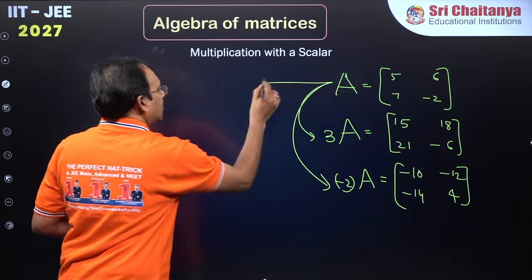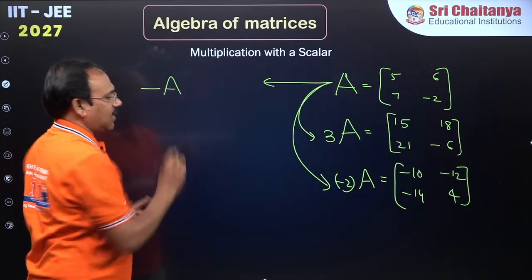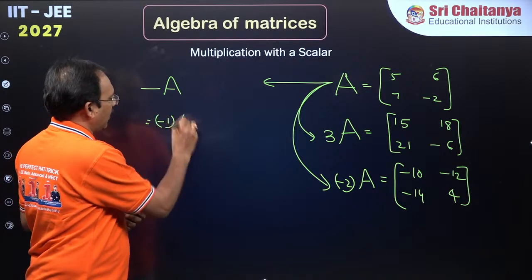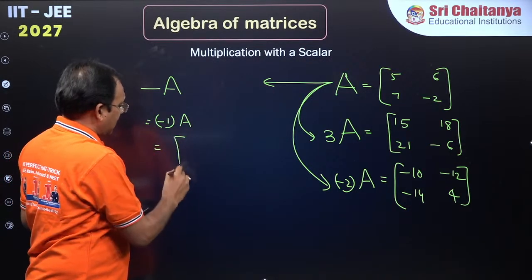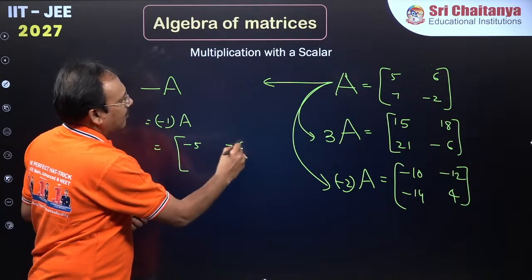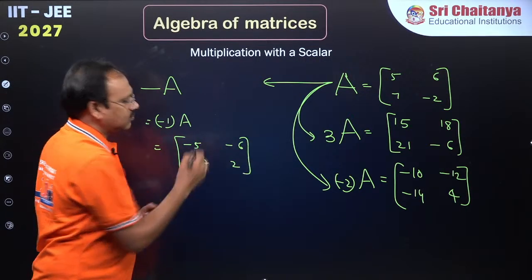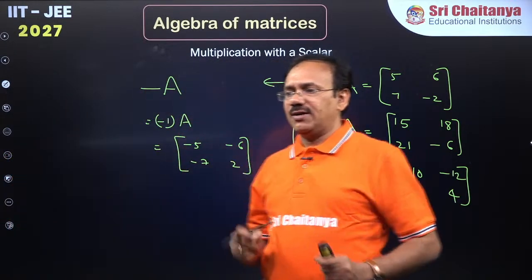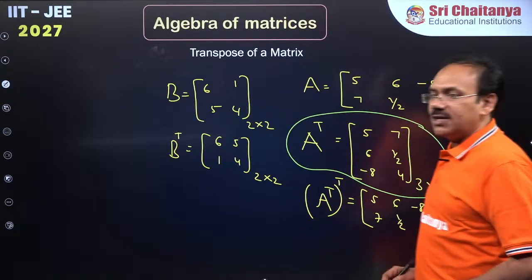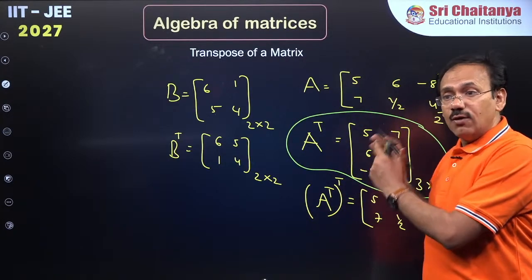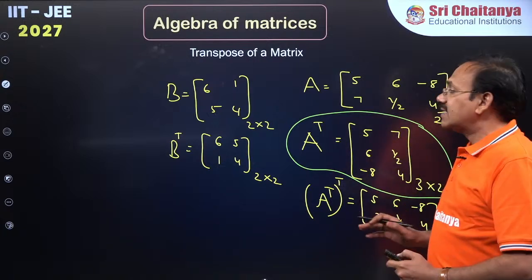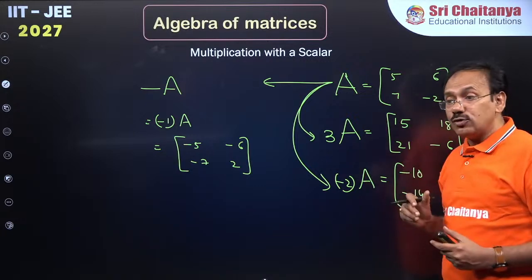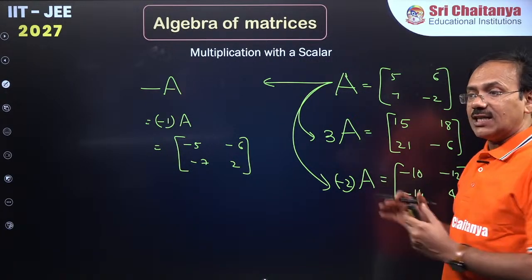Now from this, dear students, what do you mean by minus A? The meaning of minus A matrix is minus 1 into A. You just write minus A here: minus 5, minus 6, minus 7, 2. That's it. So dear students, this is today's second point. Is it clear everyone? Today's first point is, if a matrix is given, how to find its transpose. Second, if a matrix is given, how to multiply a matrix with a number.